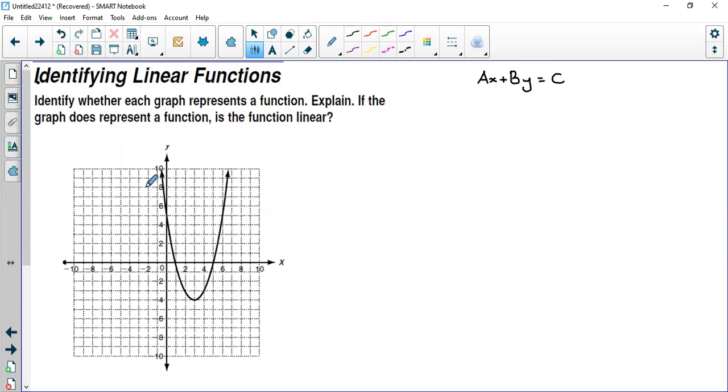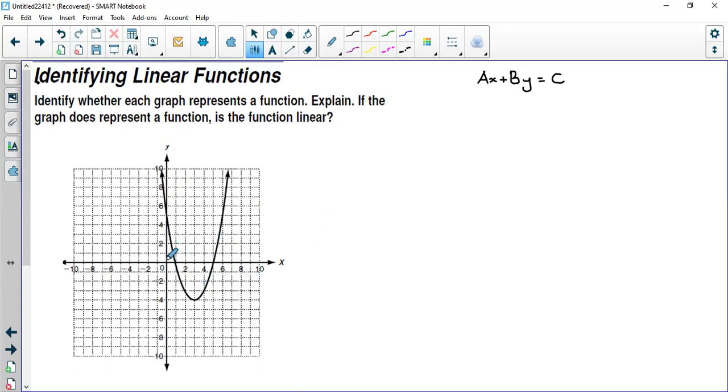Now let's see. I already started by saying a linear function means it should be a straight one. First of all, is the given graph a straight line? No. So it is not a linear function. It's not linear because it's not straight. But let's check if it's a function or not. Now what's the rule for a function? The value of x should not be repeated. So let's check whether the value of x is repeated anywhere.